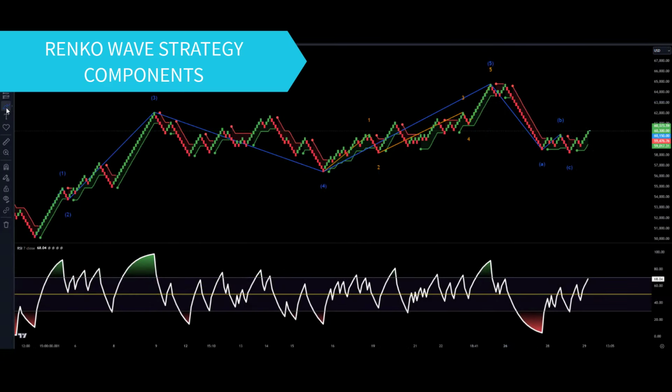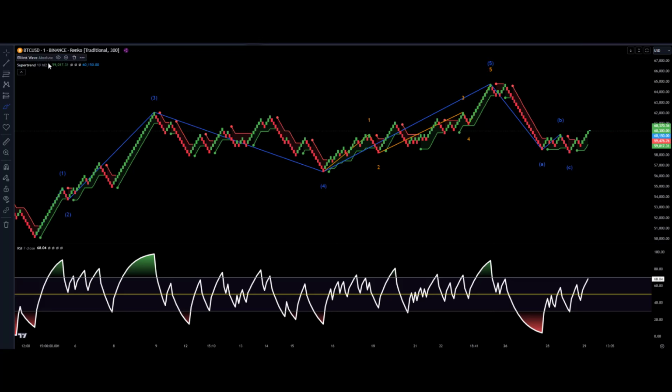So here's the full strategy setup. First of all, the Elliott Wave, you can see up there in the top left, that's the one we just talked about, exactly the same. Apply it to your Renko charts and you'll get the same structure. Now let's start down there at the bottom.